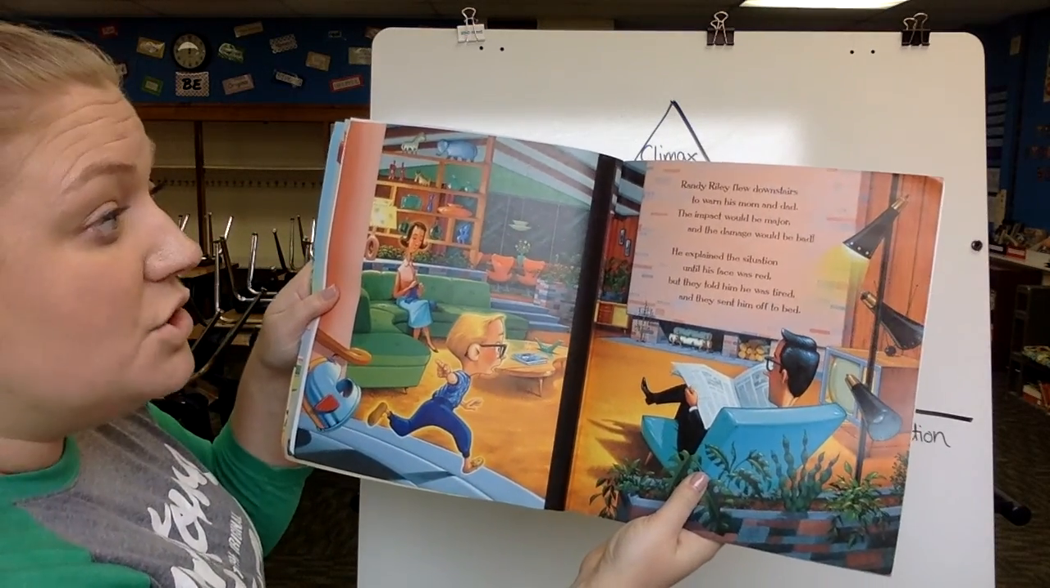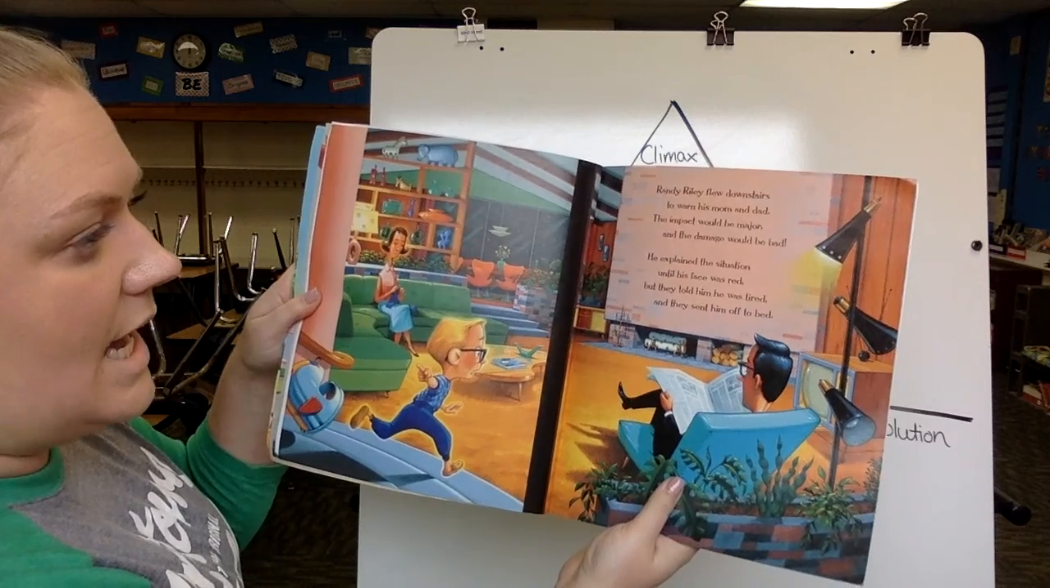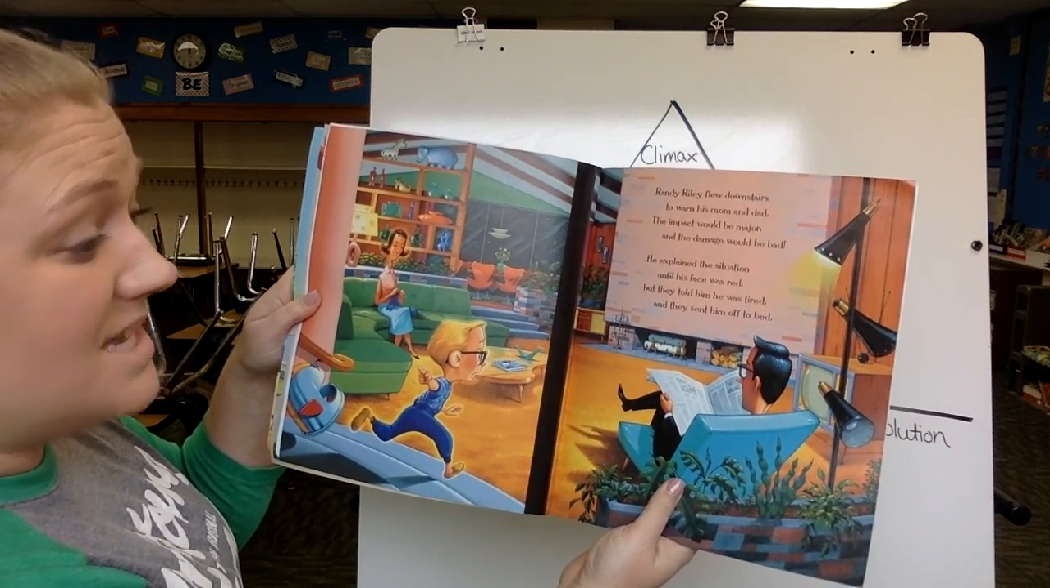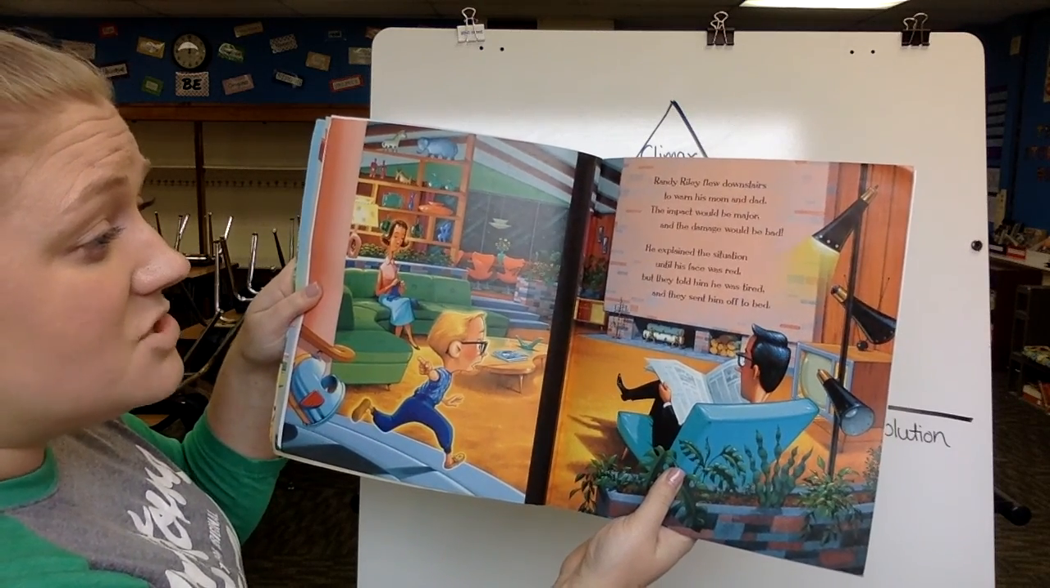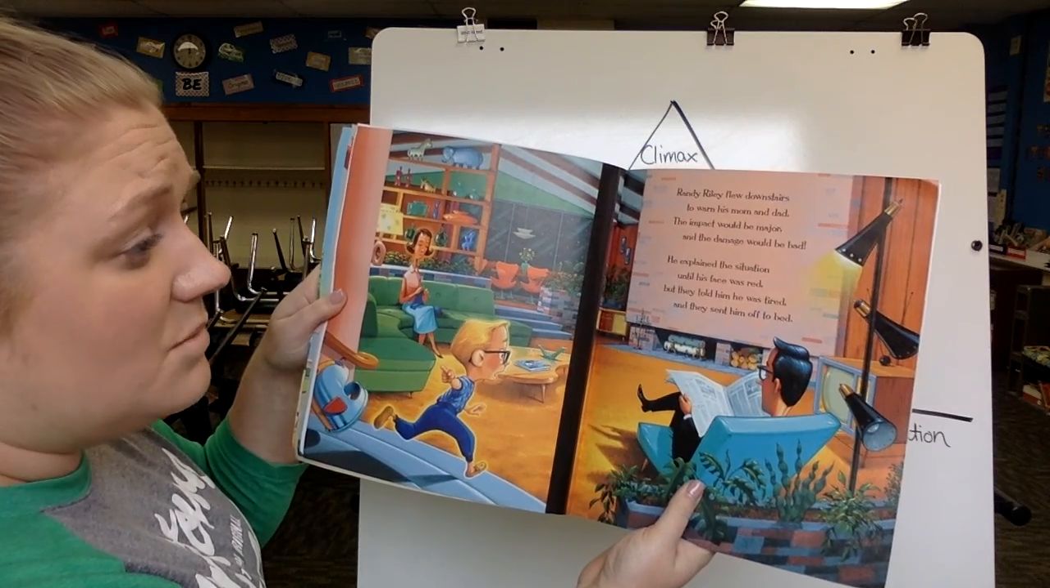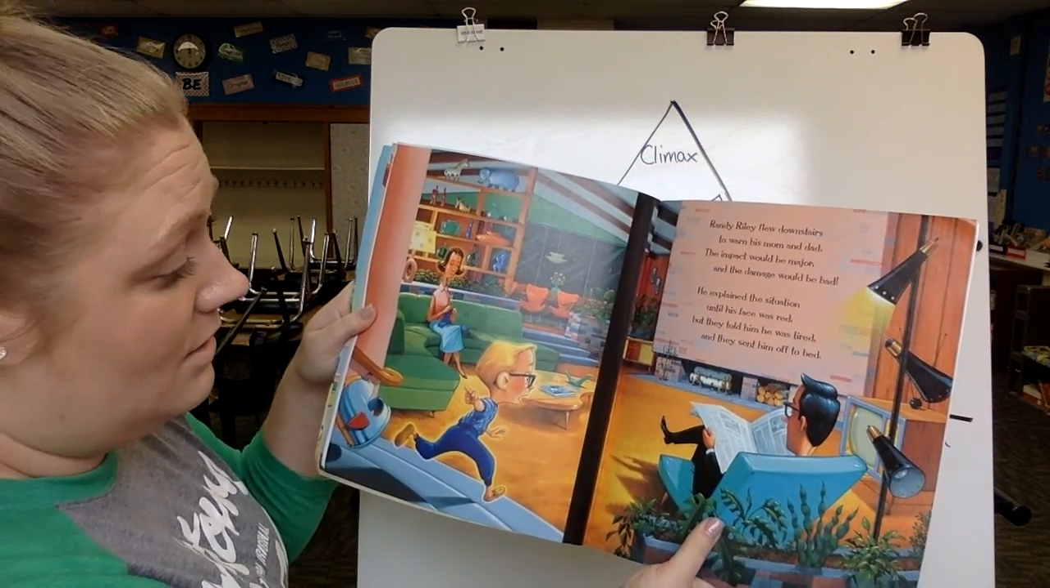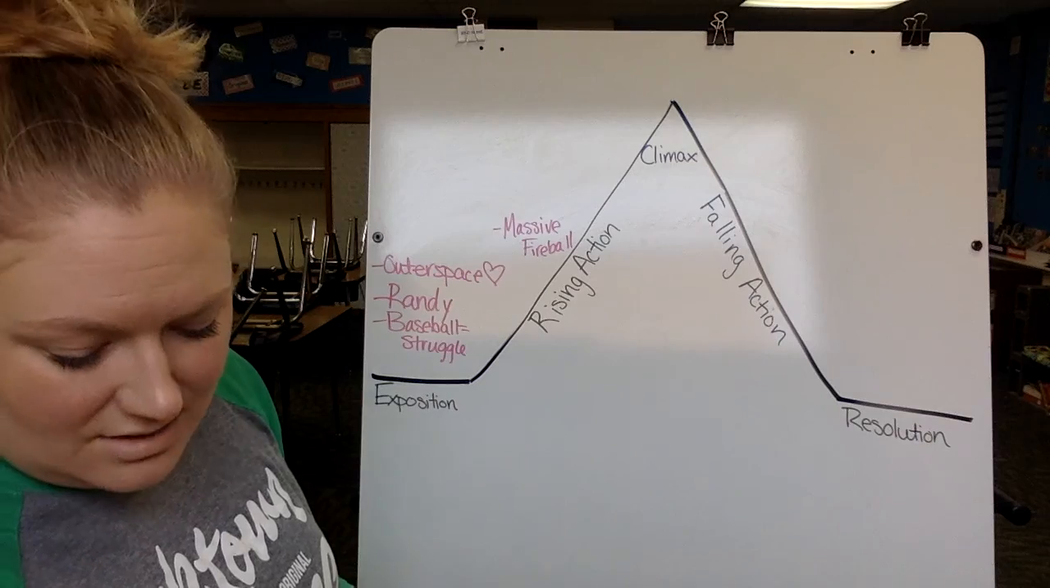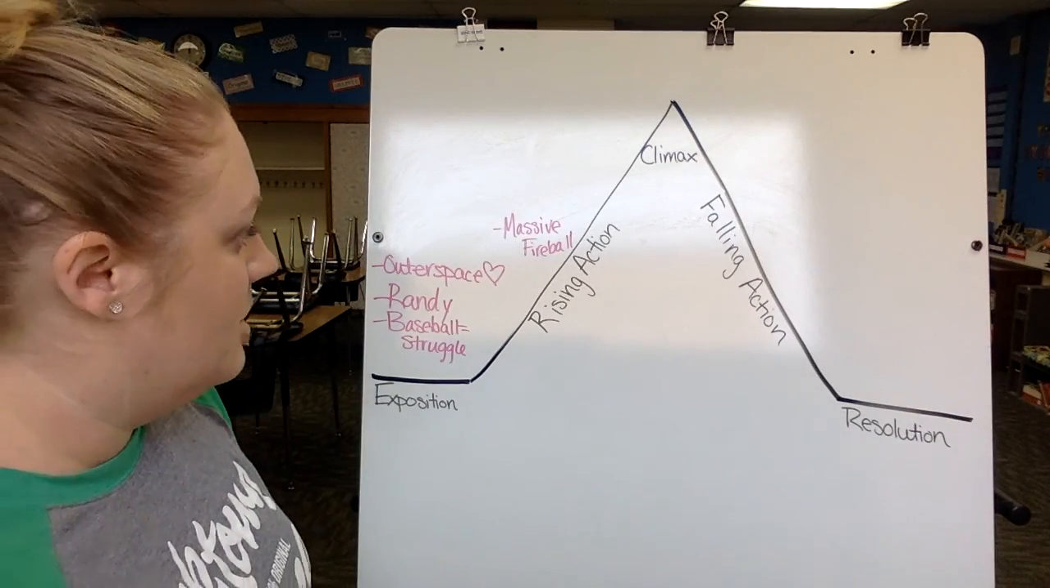Randy Riley flew downstairs to warn his mom and dad the impact would be major and the damage would be bad. He explained the situation until his face was red, but they told him he was tired and they sent him off to bed.